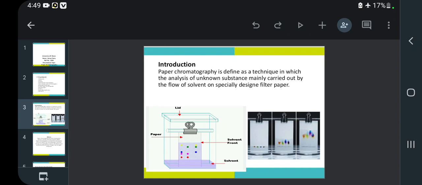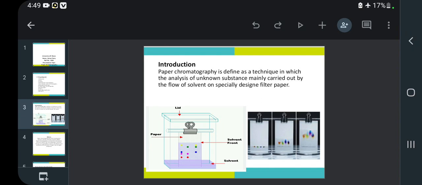Paper chromatography is a type of chromatography. So let's discuss paper chromatography. Paper chromatography is defined as a technique in which the analysis of unknown substances is mainly carried out by the flow of solvent on specially designed filter paper. Okay, I hope you understand.